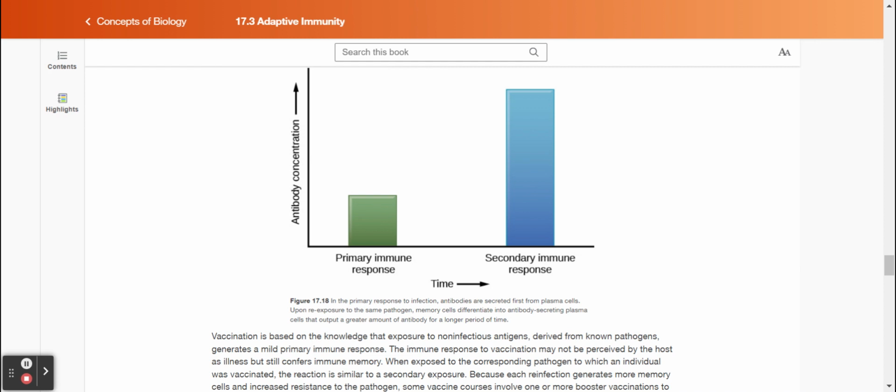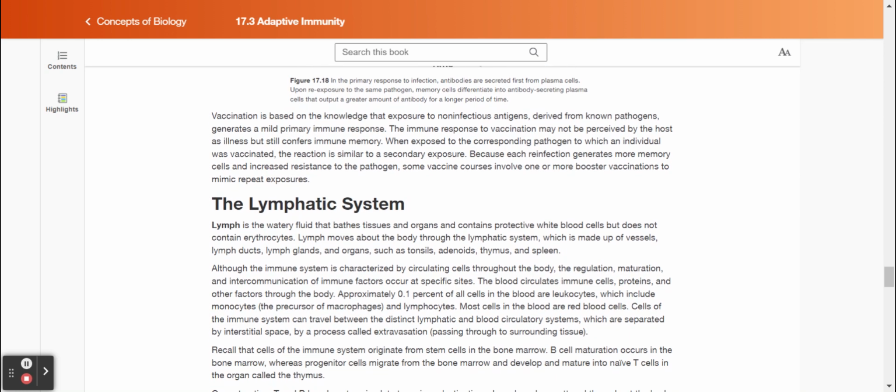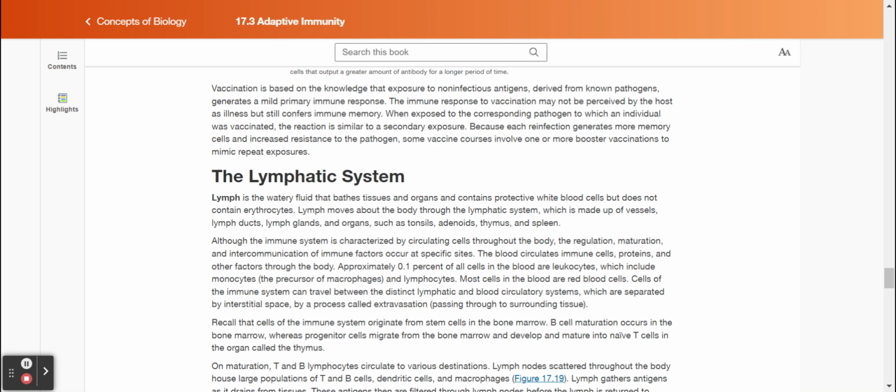Vaccination is based on the knowledge that exposure to non-infectious antigens derived from known pathogens generates a mild primary immune response. The immune response to vaccination may not be perceived by the host as illness, but still confers immune memory. When exposed to the corresponding pathogen to which an individual was vaccinated, the reaction is similar to a secondary exposure.